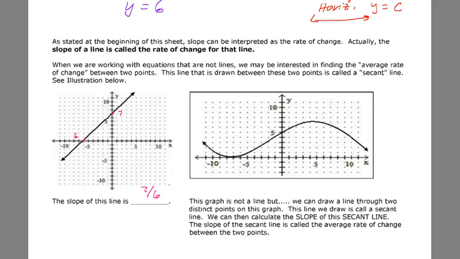Okay, anyway, we can find the slope of a line. What if it's not a line? What if we want to find the slope or the change of something like this curve over here? It's kind of like a polynomial function. When we're working with one that's not a line, we want to find the average rate of change between 2 points, and if we draw a line between those 2 points, it is called a secant line. I've given you this picture. I want to find the average rate of change. The rate of change on the line was 7/6.